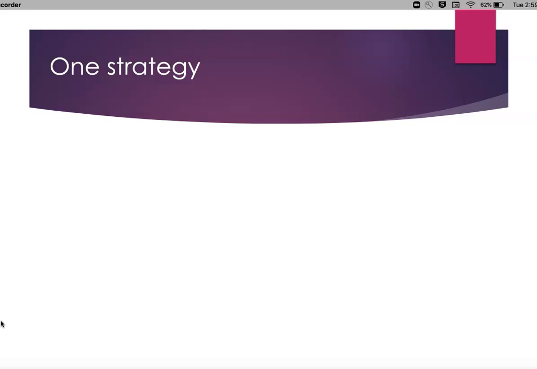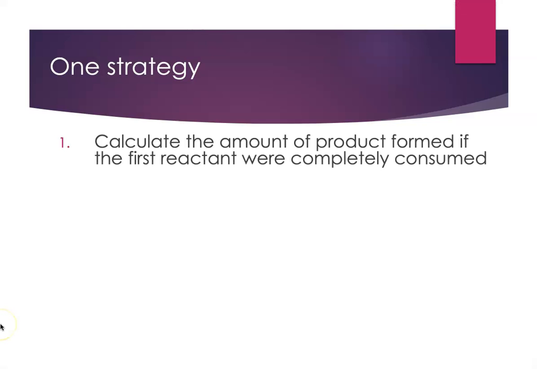There are 4 or 5 different ways to solve limiting reagent problems. I'm going to outline the strategy I like to use myself because I think it's the most straightforward of the different strategies and doesn't require a new approach. It does, however, assume that you're very comfortable solving stoichiometry problems using dimensional analysis. What I like to do is to calculate the amount of the product that I'm interested in, how much of that would be formed if the first reactant were completely consumed.